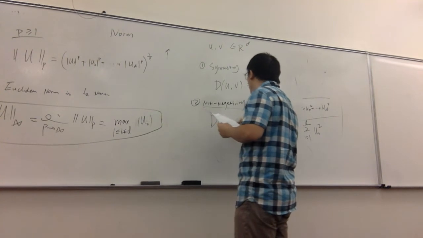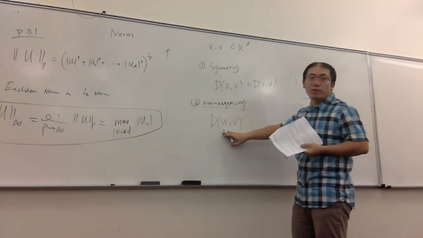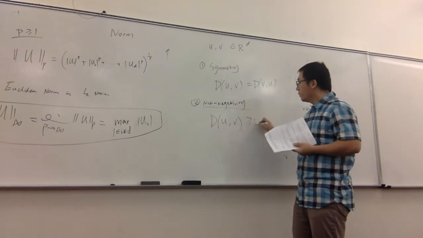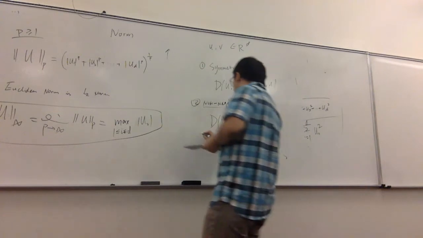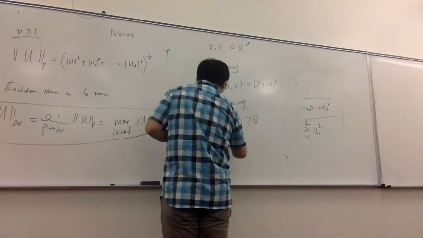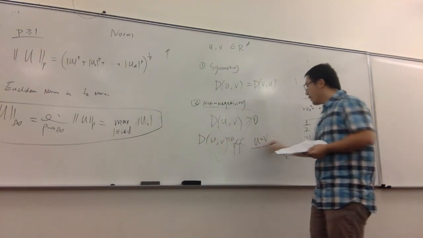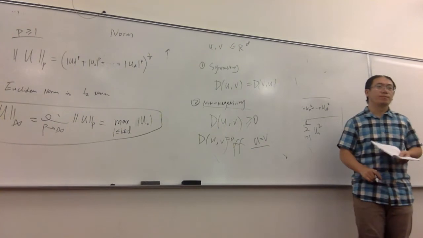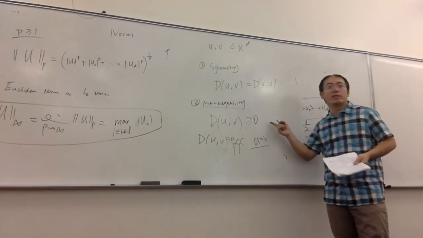Namely, the distance metric for any two vectors, u and v, must be no less than 0. And it is 0 if and only if u is exactly equal to v. This is also intuitive, right? First, a distance metric cannot be negative, right?